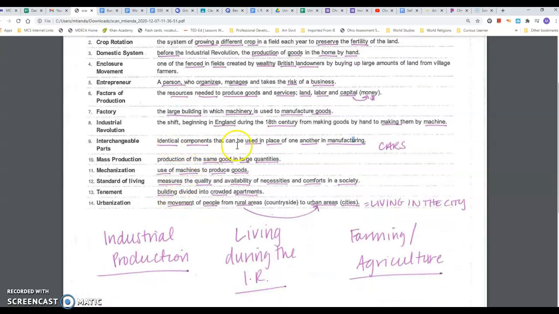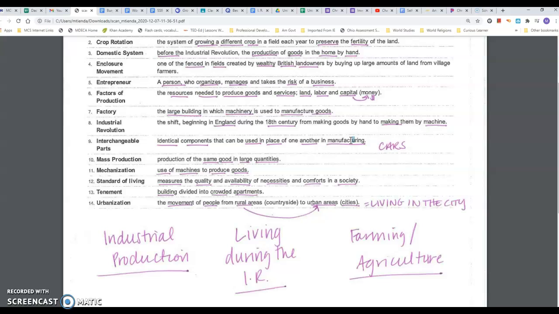Interchangeable parts are identical components that can be used in place of one another in manufacturing. I'm distinctly recalling a discussion from the beginning of the school year. I believe it was in 6-7, and I believe that it was spearheaded by Thomas to talk about the importance of interchangeable parts in terms of production.